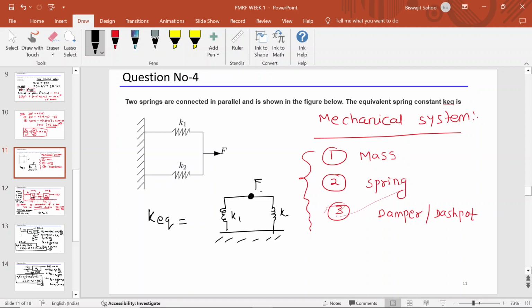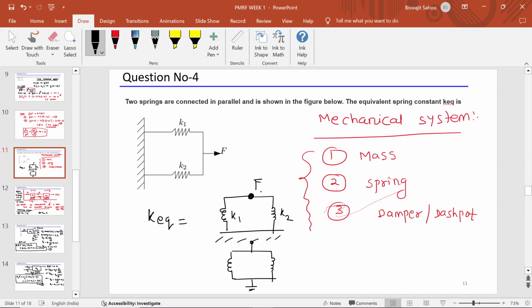K1, K2. Okay. So you know that when you convert into force voltage analogy, your spring constant will be replaced by your inductance term. So now K1 will be replaced by some inductance, and here this is another inductance. This is the common ground. Now there is some node. Now you see that.